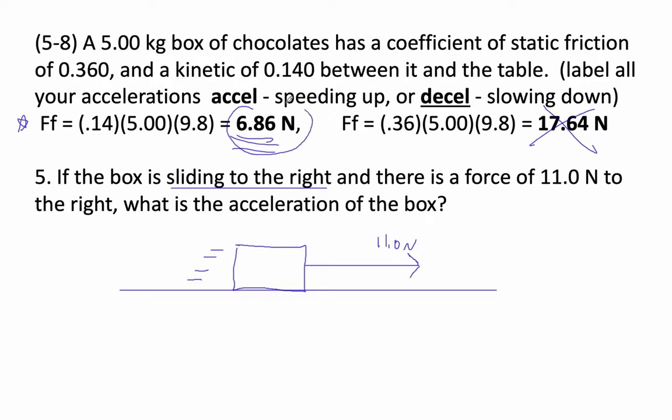So this is the player here, right? Remember that it's always opposite the slide. So the 6.86 newtons, if we're sliding to the right, 6.86 will be to the left. Okay, because we're sliding to the right. Now remember, right is positive, left is negative. Okay, and here we go. We got to figure this out.